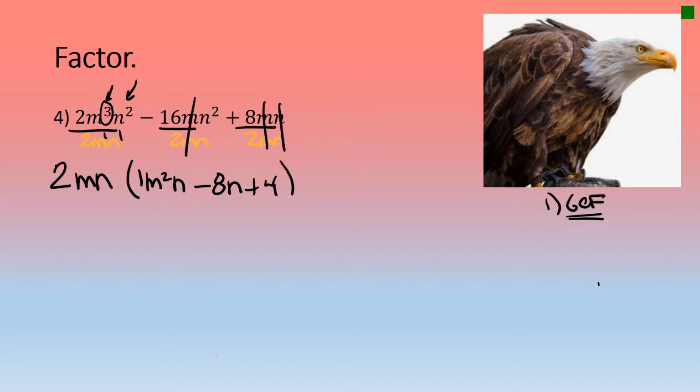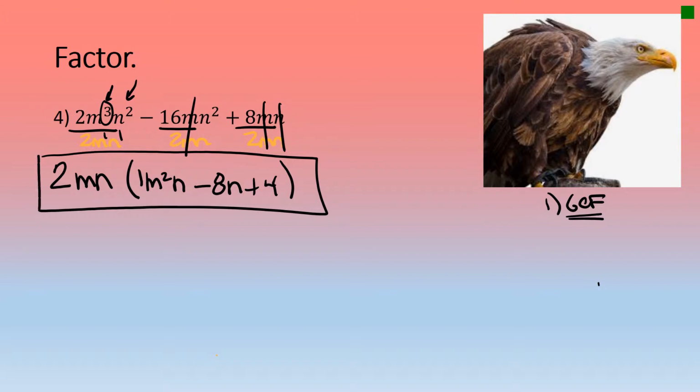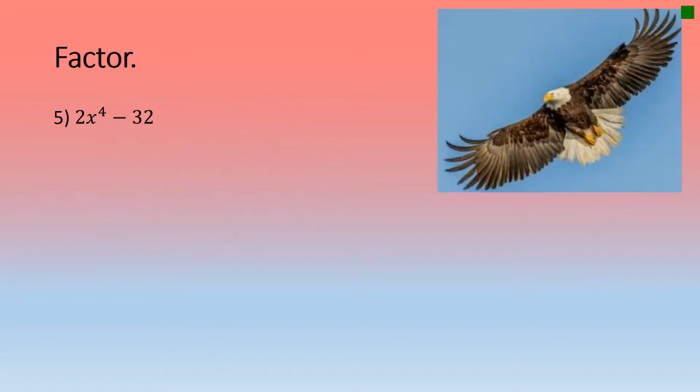The m's cancel. The n's cancel. I would try the GCF if this was normal, but look, it's m squared n to start with, so that tells me we don't need to do the big X. We are done. GCF, leftovers, okay? That's what factoring looks like.